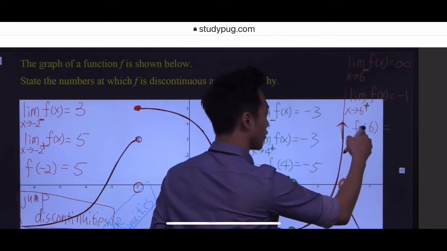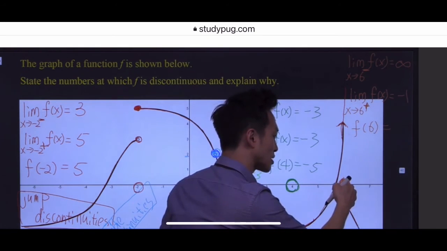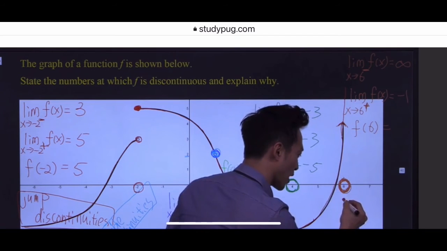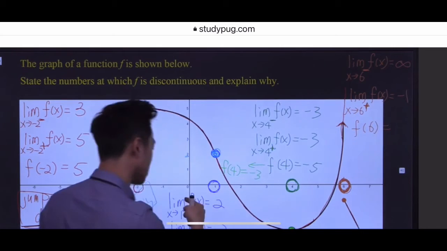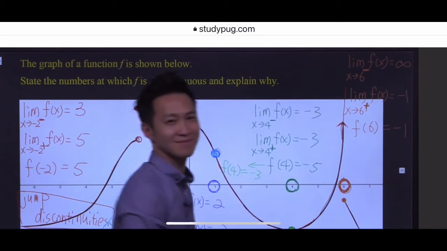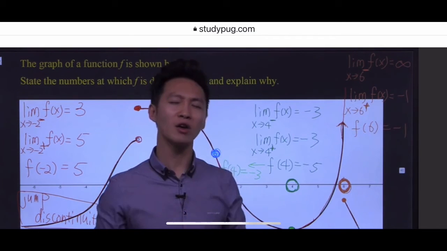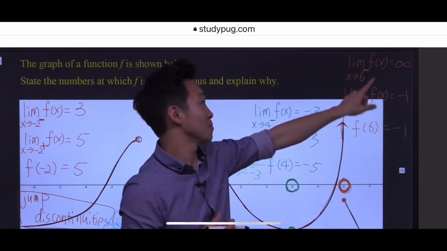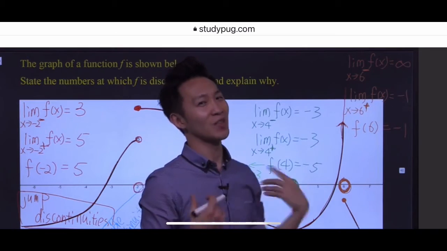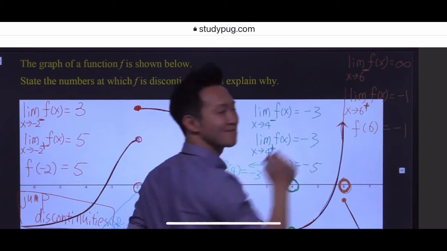Next, the value of the function at 6. The value of the function at 6 is defined right here at this solid dot. So the value of the function at x equals 6 is equal to -1. And once again, let's take a look at the 3 arguments. Are they all equal to each other? No. In this case, these 2 are equal, but not the first guy. And therefore, we must have a discontinuity at x equals 6.